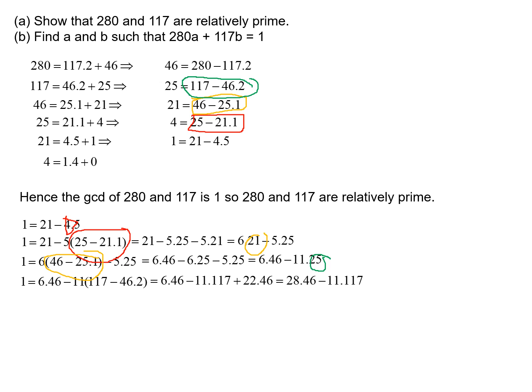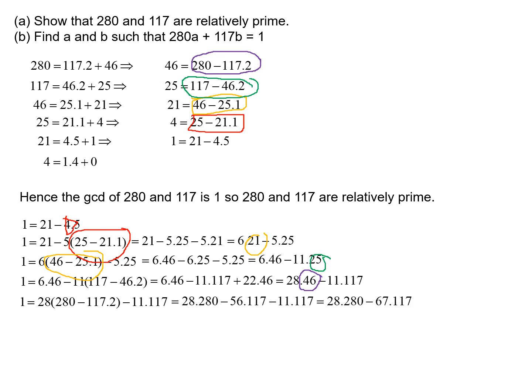Okay, and then for the next line here you have 46. So you're going to substitute the equivalent of 46 into this particular line, and this will reduce the line to being multiples of 280 and 117. You have no more lines to substitute, and obviously 280 and 117 are the question requirement because you need to find the multiple of 280 and the multiple of 117. Okay, so in that case you simplify and leave your answers in terms of a number multiplied by 280 and another number multiplied by 117 because that fulfills the question.